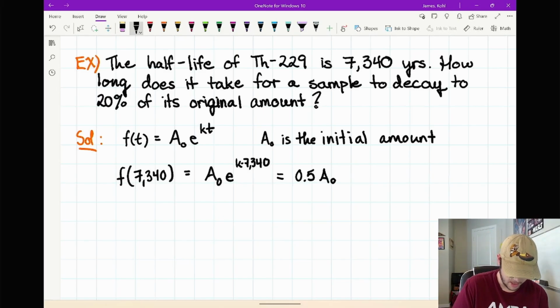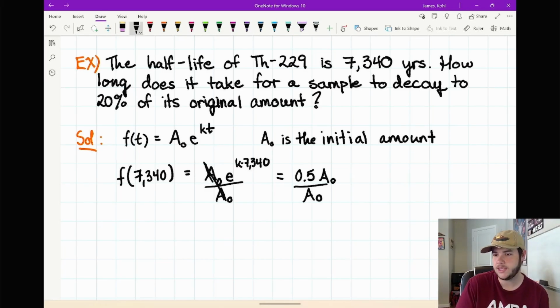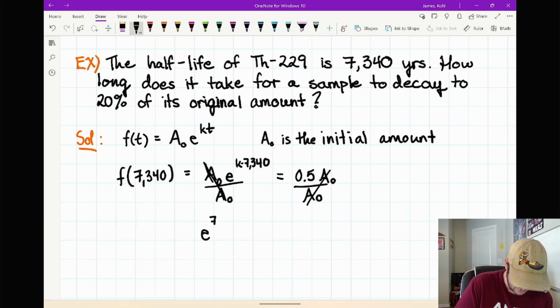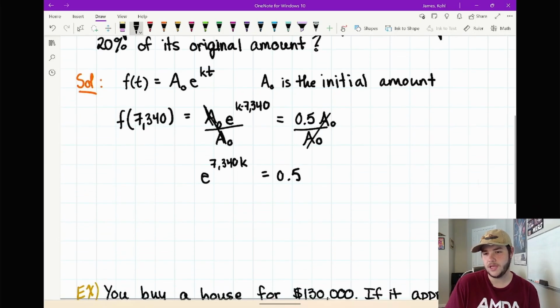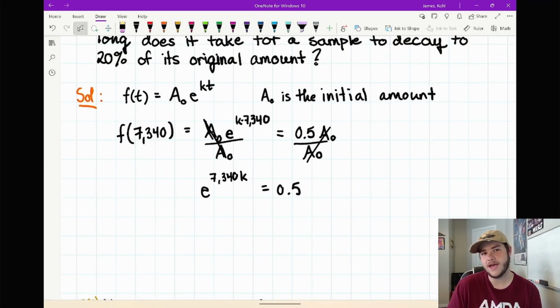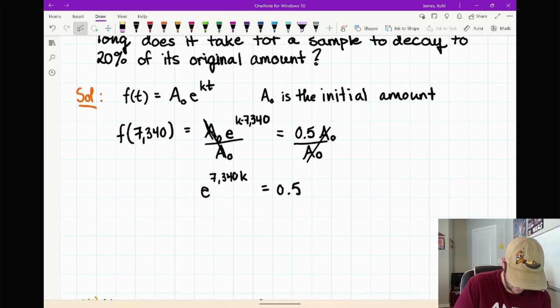So here I have an a naught that I can divide from both sides. Remember, that's just some number. I may not know its value at the moment because I'm not given how much I start with, but it's just a number at the end of the day. So I can divide it from both sides, and I'm left with e to the 7,340k equals 0.5.